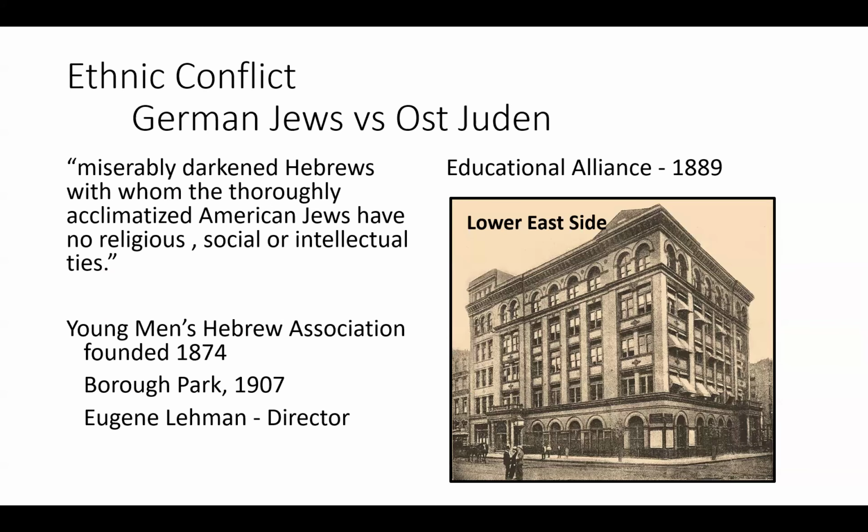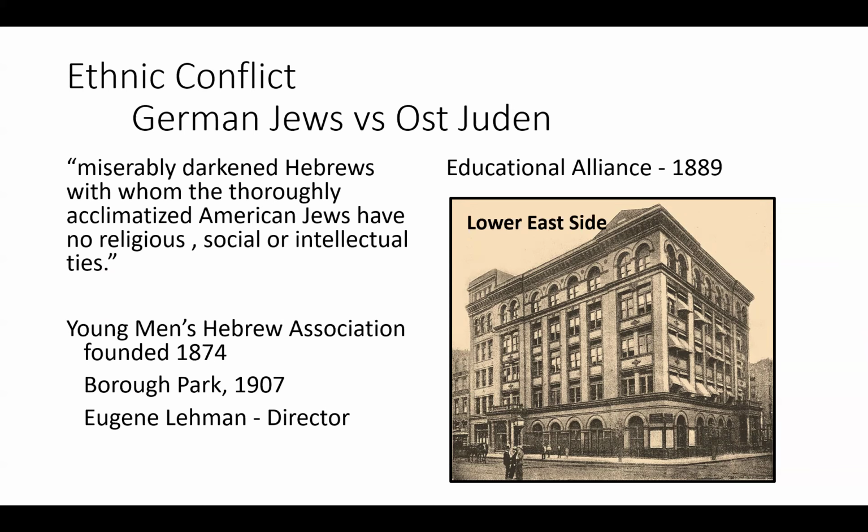The German Jews and the Eastern European Jews did not really get along very well. The German Jews spoke fluent German, not a word of Yiddish. They went to the opera. They loved Wagner. They loved Goethe and could quote entire passages of German poetry.